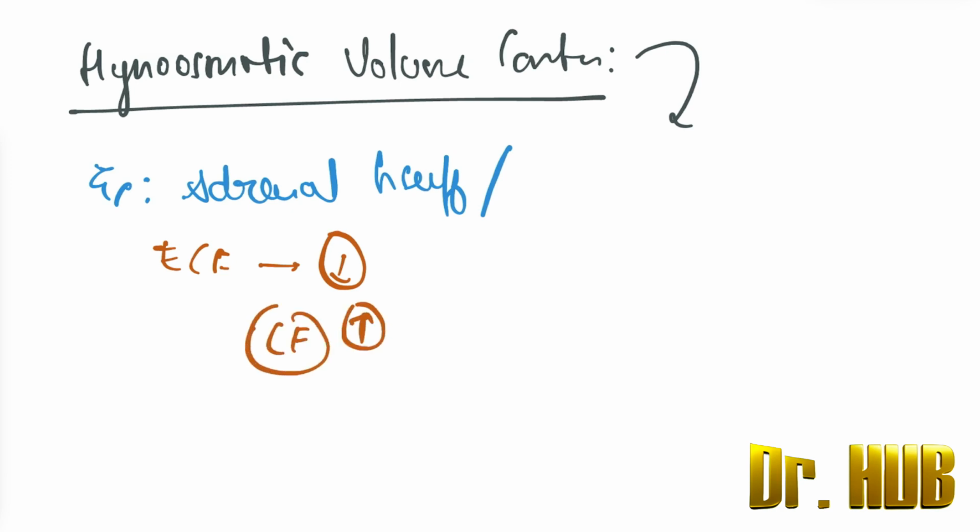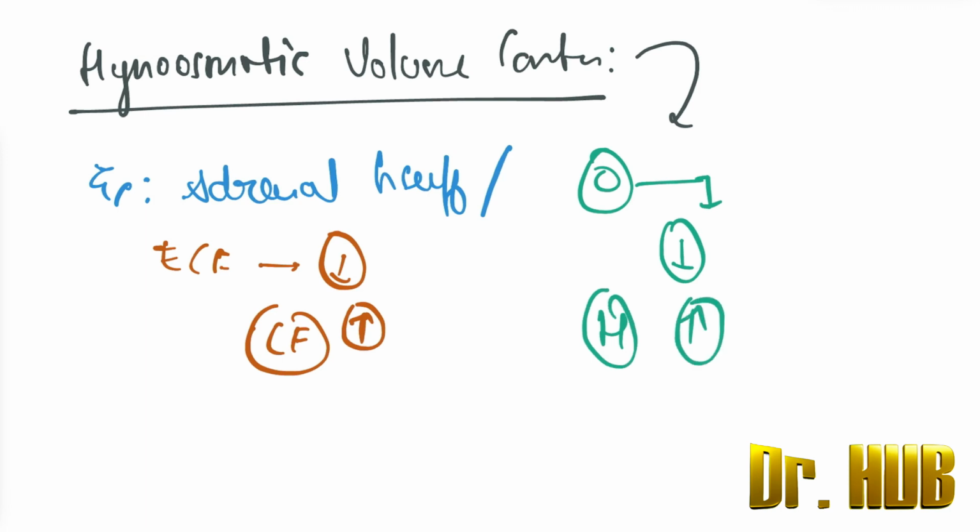Next, when you look at the osmolarity, it will be decreased. Then the hematocrit is going to be increased. Then what about the plasma protein? Plasma protein is going to be increased.